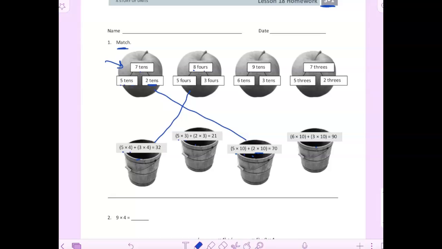9 tens. They broke that down into 6 plus 3, which gives us 9. And each of our units is tens. So where do we have 6 tens plus 3 tens at the bottom? This one. Last, we have 7 threes in all. They broke that down into 5 threes and 2 threes. Right here, we have 5 times 3 plus 2 times 3 equals 21.